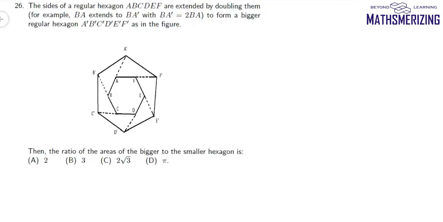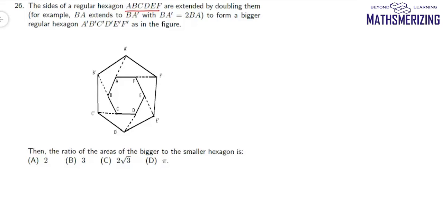Now in question number 26, it says the sides of regular hexagon A, B, C, D, E, F are extended by doubling them to form a bigger regular hexagon A dash, B dash, C dash, D dash, E dash and F dash as shown in the figure.